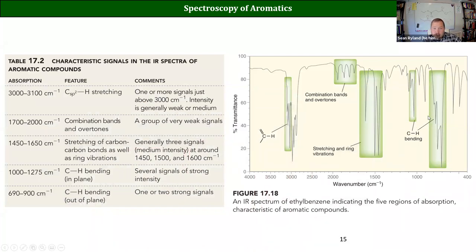When you get to those low energy systems, there's a ton of different vibrations that cause different stretching and things like that in the fingerprint region. But when they put them all on top of each other, it's really hard to tell what's what.